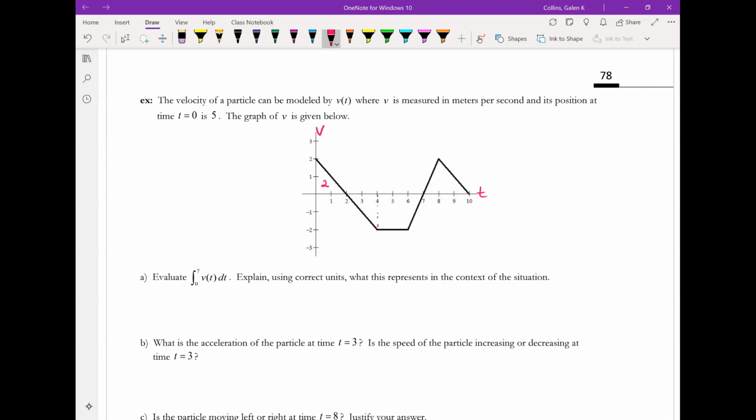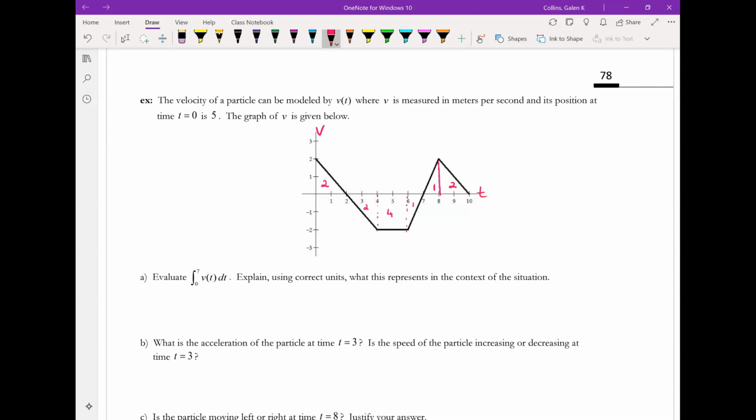I'm going to break this up into smaller shapes. So we've got an area of 2 there, an area of 4, 1 times 2 times 1/2, that gives us an area of 1. I'm just going to go ahead and do the whole graph. We've got another triangle with an area of 1 and then an area of 2.